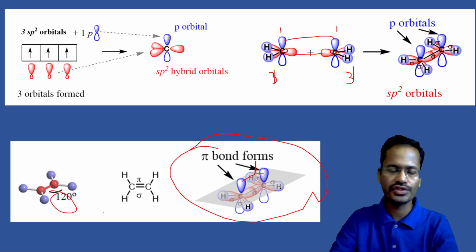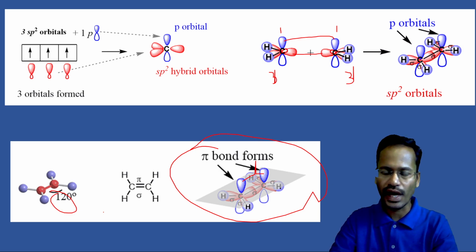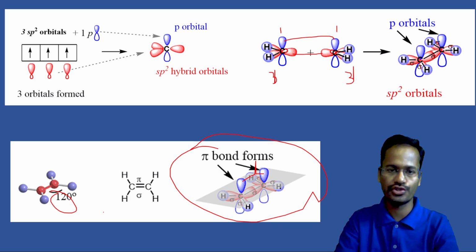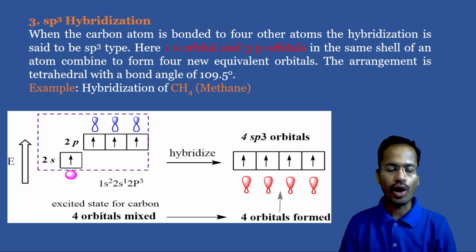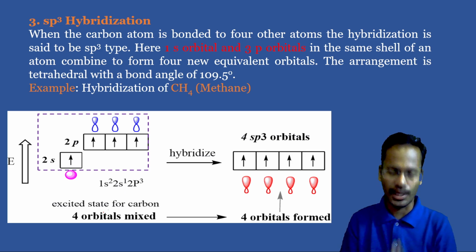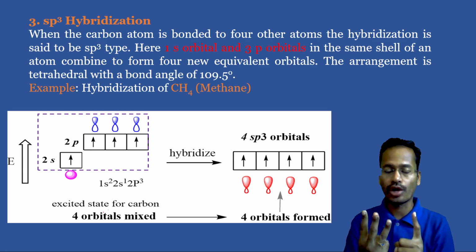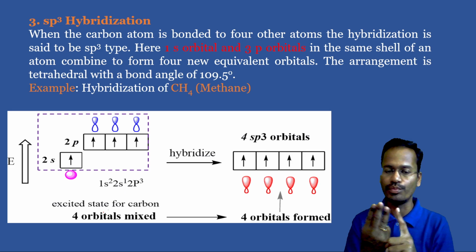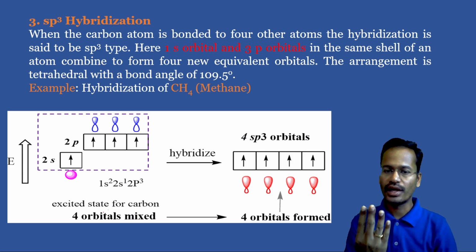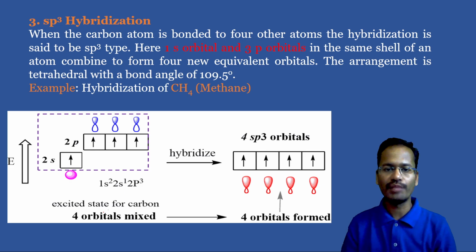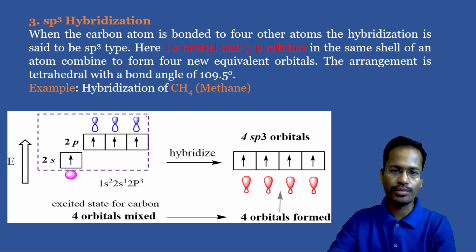So with this, we have got a good idea about sp2 hybridization. Now let us jump into sp3 hybridization, where all the 4 orbitals which are present in the L shell are going to participate in hybridization. That is 1s and 3p orbitals, total 4 orbitals, are going to mix together to form 4 sp3 hybridized orbitals. The bond angle is going to be 109.5 degrees, and the best example is seen in methane, CH4.